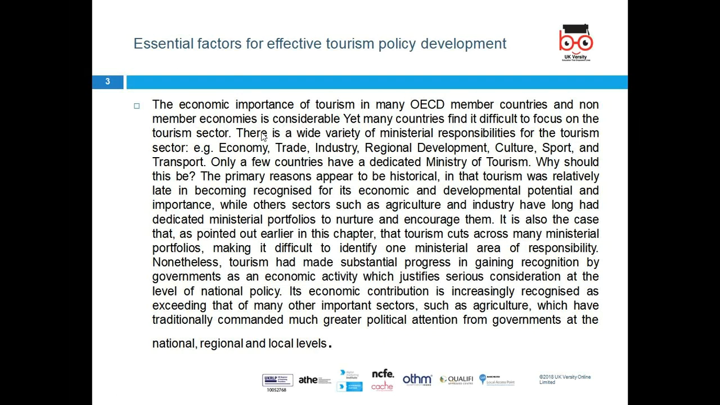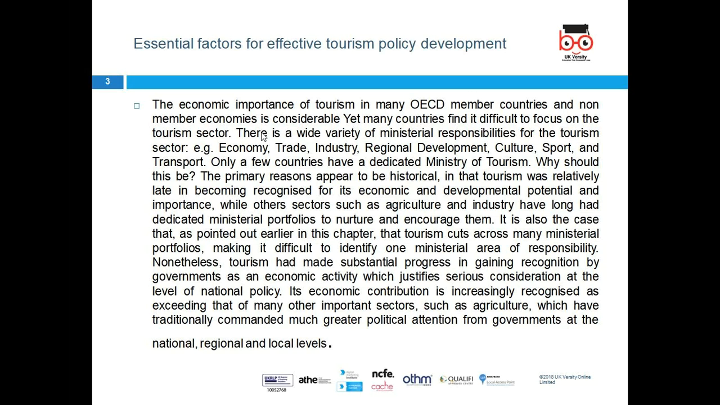Why should this be? The primary reason appears to be historical, in that tourism was relatively late in becoming recognized for its economic and development potential. Maybe the country never recognized the potential in different parts. For example, in some Asian countries, they have a lot of tourist sites, the highest mountains, but they never set up the roads and infrastructure. They don't have any booklet or publisher, or even a proper website. So that's a big problem because their ministry is not effective.